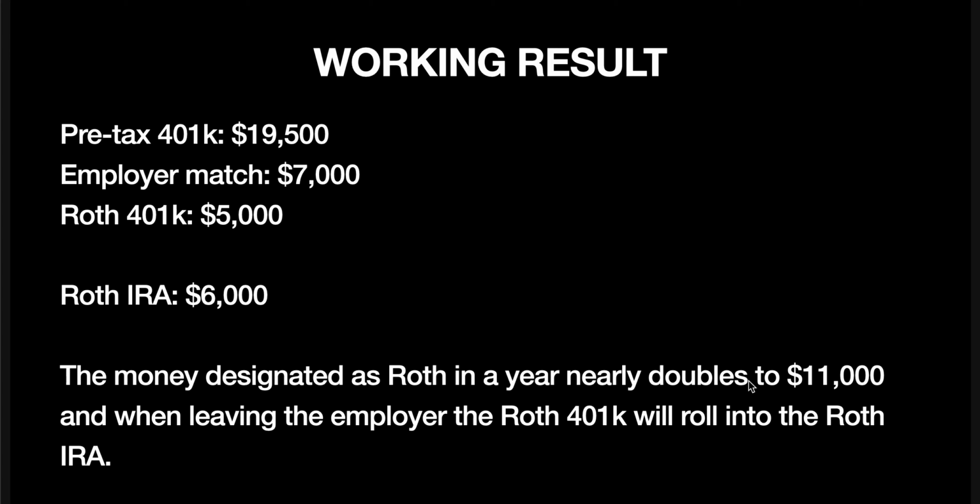All right, so here are kind of the working results. So a person ends up in this example with pre-tax 401k of 19,500, the employer match of 7,000 per year, and then at the end of the year, Roth 401k of $5,000, and then also the person separately in the separate account has their Roth IRA contribution of $6,000 per year. So you can see that the money designated as Roth in a year nearly doubles up to $11,000. And when leaving the employer, the Roth 401k will roll into the Roth IRA.